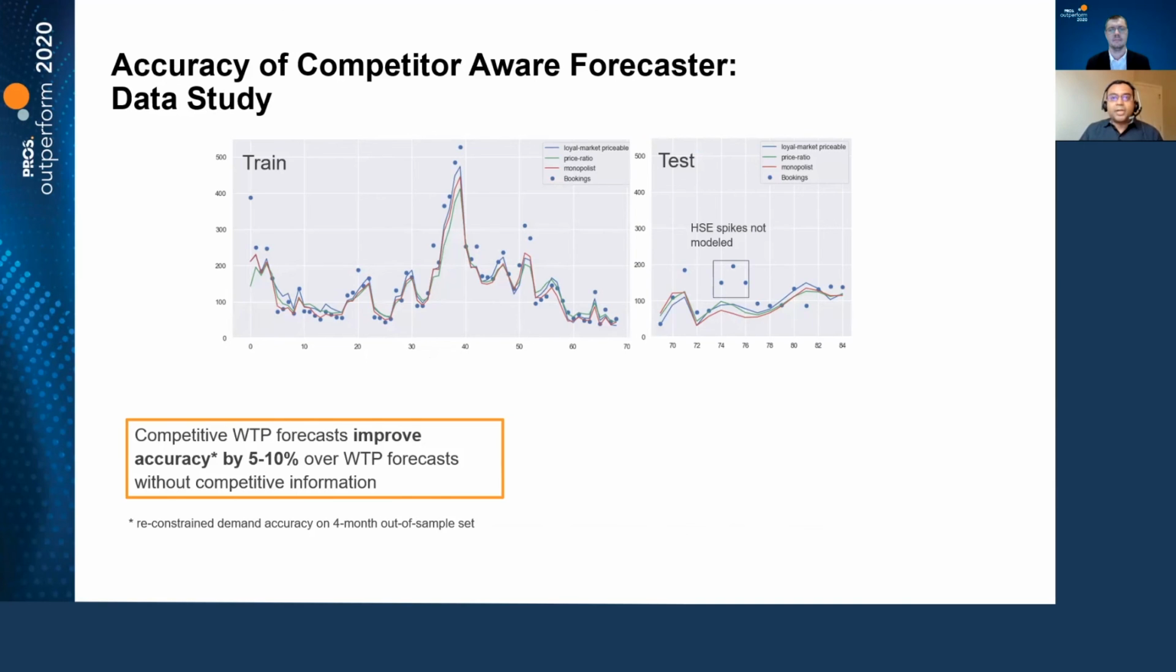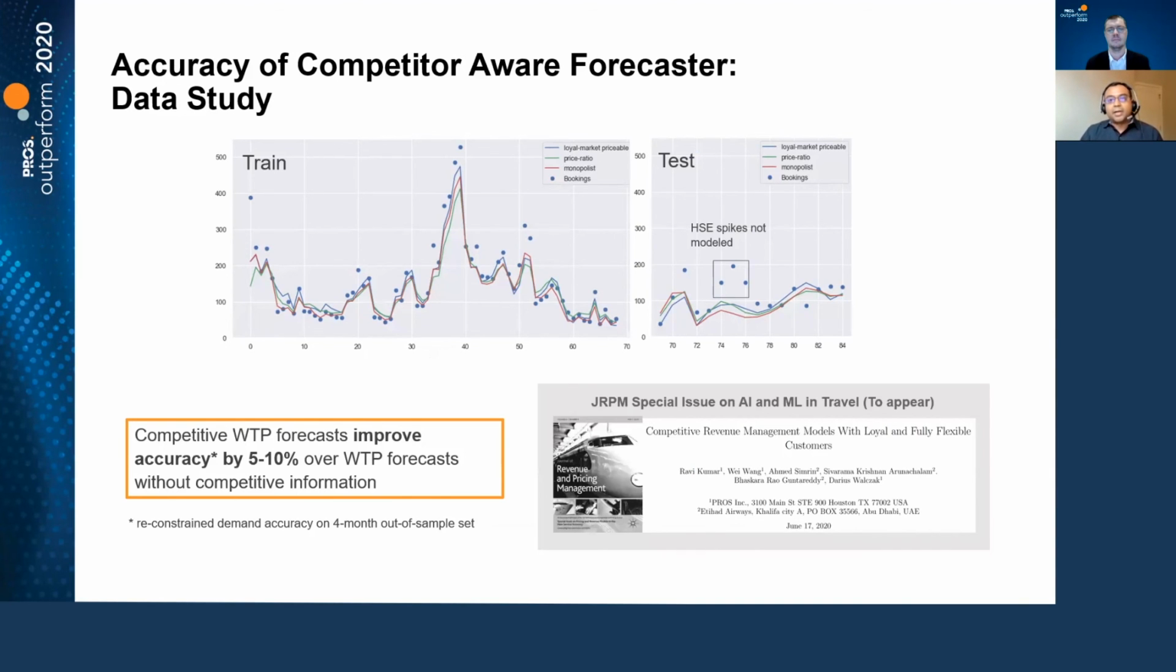We have also written a paper which details both the methodology and some of these tests. This paper is submitted and accepted at the JRPM special issue on artificial intelligence and machine learning in travel. It hasn't appeared online yet, but if you are interested in finding more details, then please send us an email or contact someone at our booth, and we will be happy to share an advance copy of the paper with you.